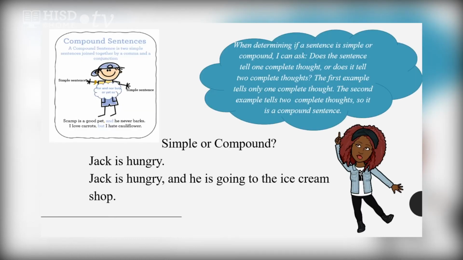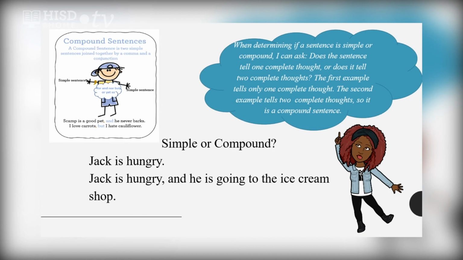A compound sentence is two simple sentences joined together by a comma and a conjunction. So we have a simple sentence, a conjunction, and another simple sentence to make a compound sentence. For example, Scamp is a good pet, and he never barks. Scamp is a good pet could be a sentence by itself. He never barks could be a sentence by itself. But we combine those two with the conjunction and to make a compound sentence.